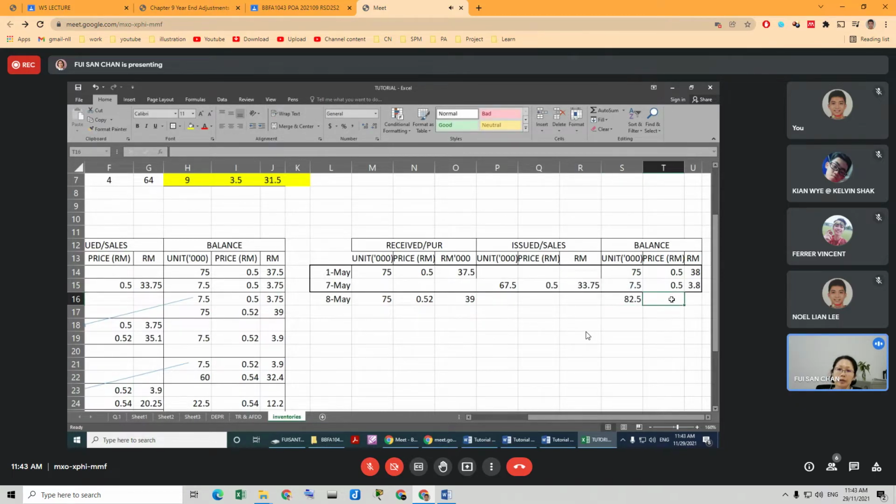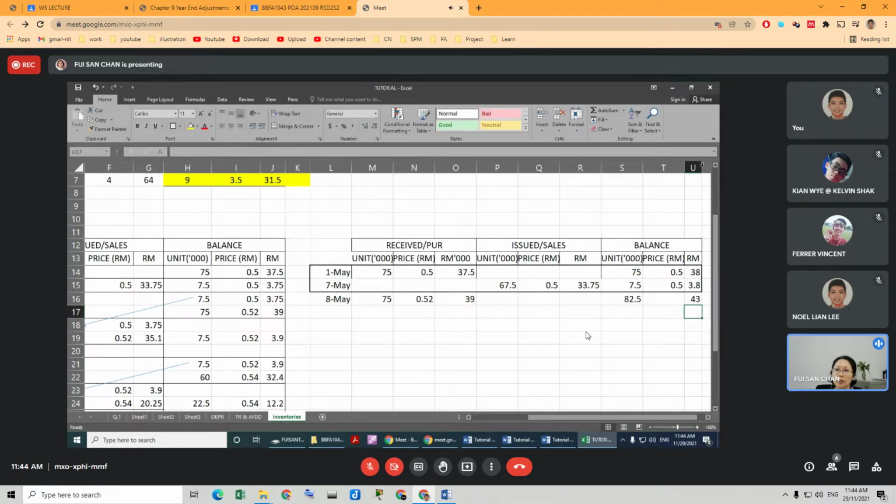Now how about the price? You see the price, the remaining from week one is 50 cents, but this one is 52. Since our method is weighted average, whenever we have new purchase, we must revise the price per unit, correct? So this one you leave it here first. Then you know the total, right? The total here will be this one plus this one, isn't it? Correct? Okay, you put the total.